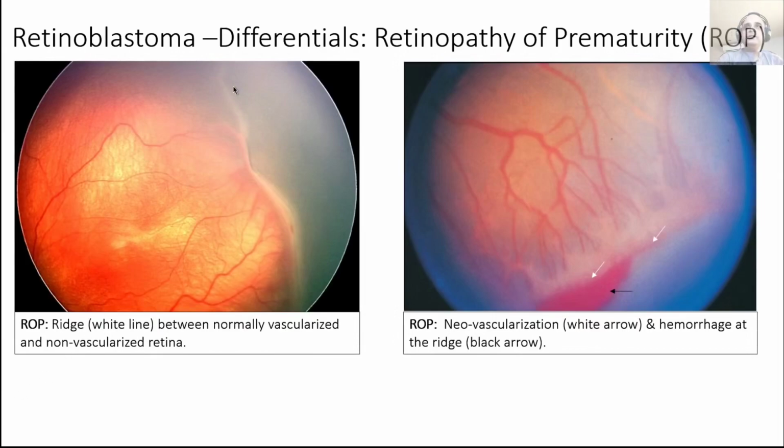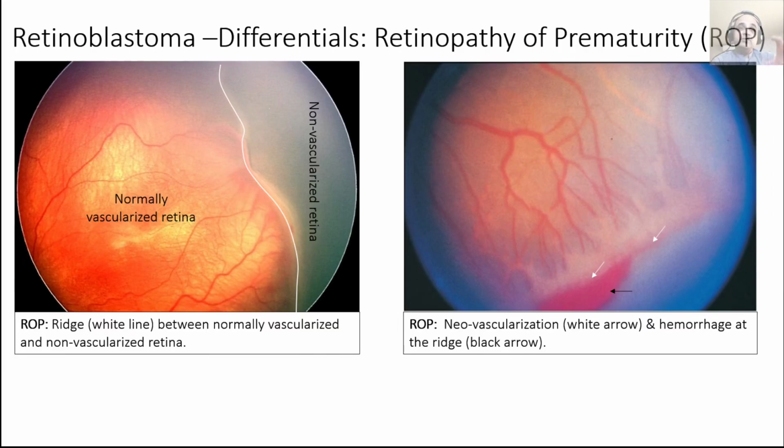So let's look at the retina. This is the ridge I keep talking about. This is the normal vascularized retina. This is the avascular retina. You can clearly see the difference between the two. And this is the line or the ridge that divides the two. Along this line or ridge, you would have developing capillaries that are getting damaged, and they're getting damaged because of that high level of oxygen that they're receiving.